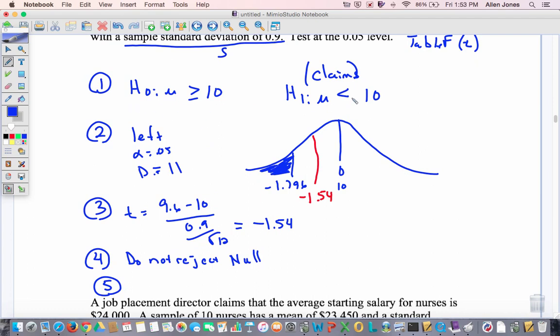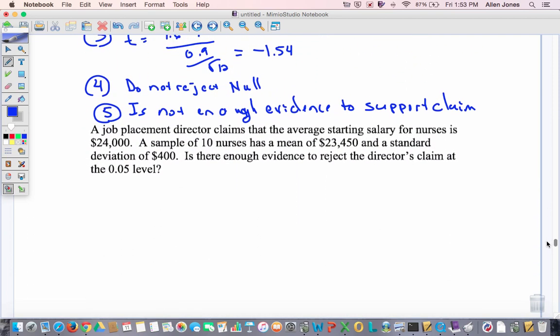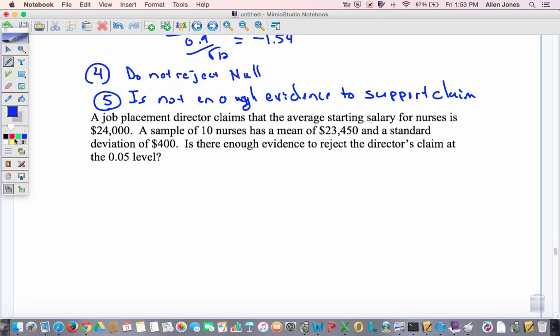And since we did not reject the null, we're saying the null is true, which means the alternative is false, which means the claim is also false, or there is not enough evidence to support our claim. All right, so there's our process, again noting that our different table is used and we have a negative score on that left-hand side. We'll go one more time here.